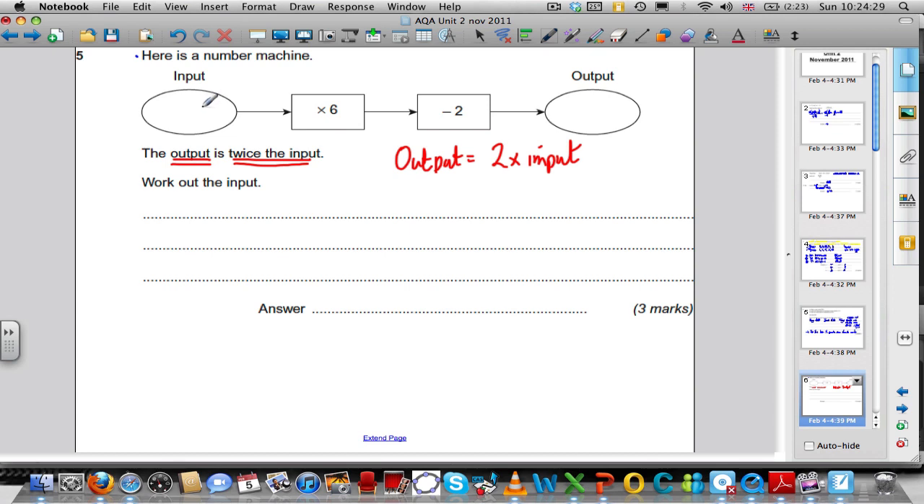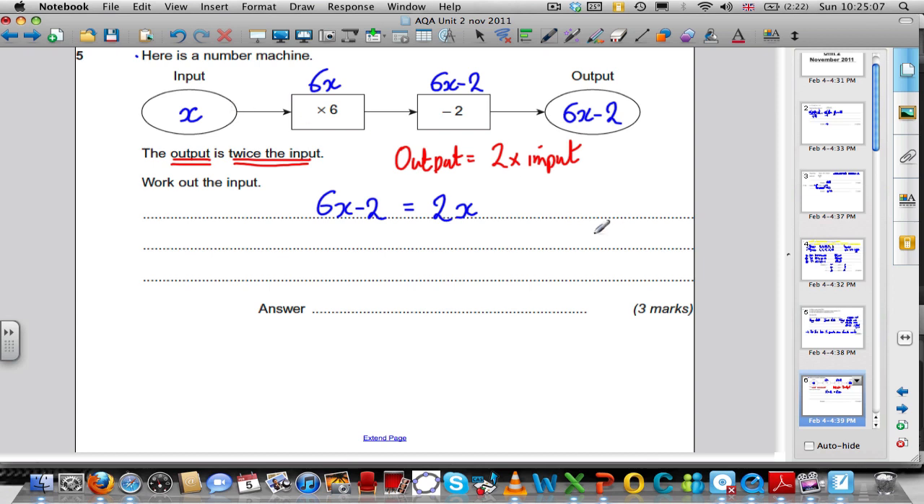Instead, why don't you put in some algebra? Put in an x. You multiply that x by 6, so you get 6x. You subtract 2, so you get 6x, subtract 2. And your output is 6x, subtract 2. Now, we can solve the equation. Well, the output is 6x minus 2, and we could make it equal to 2 times the input, which was x.